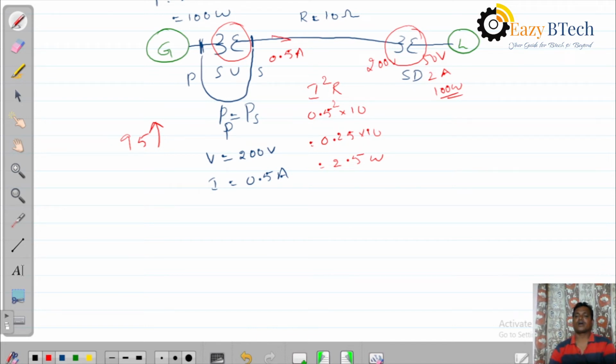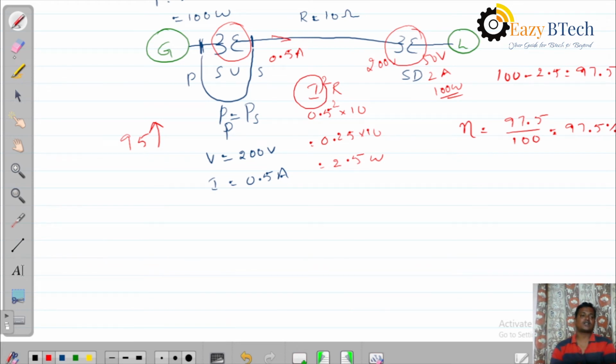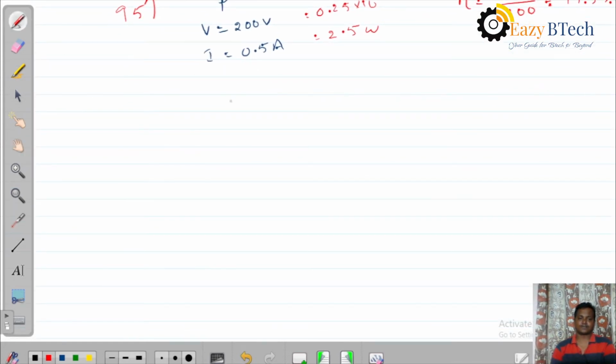Okay. Therefore, how much power do you get here? It is 100 minus 2.5. You get 97.5. Therefore, the efficiency of this transmission system is 97.5 output by 100. You get 97.5 percent efficiency. This is the way, by using these step up and step down transformers, we reduce the current, so transmission losses are reduced. Now, another method is also there to reduce the losses.